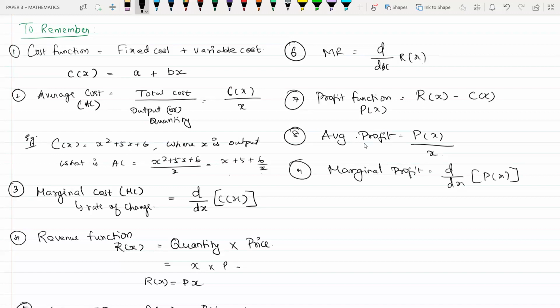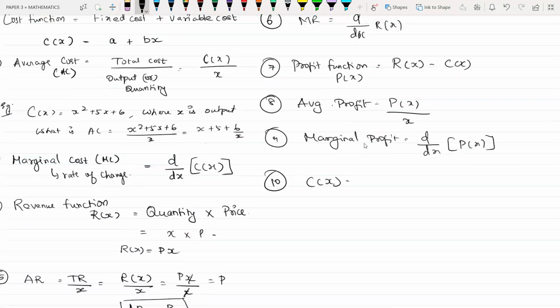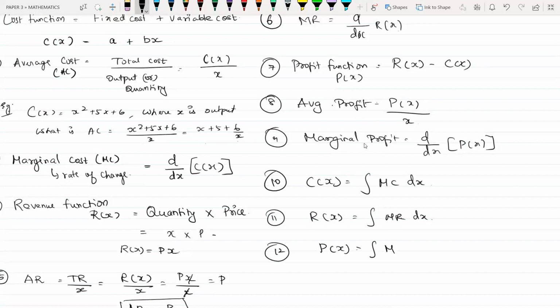If they ask you cost by giving the marginal profit, you need to integrate it because integration is an antiderivative. So if they ask C of x, what you need to do? Integration of marginal cost. Suppose if they ask revenue function, what you need to do? Integration of marginal revenue. Then if they ask profit function, you need to integrate the marginal profit with respect to dx. Okay, this is what you need to do.